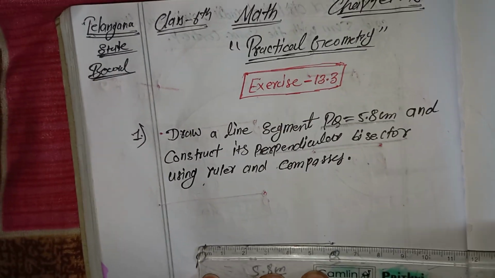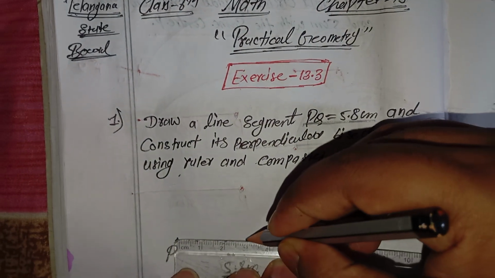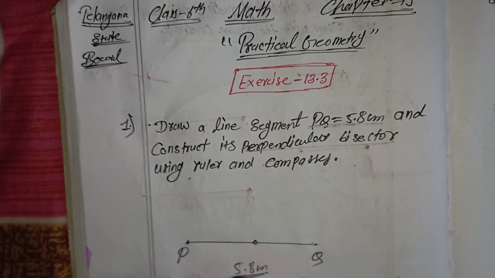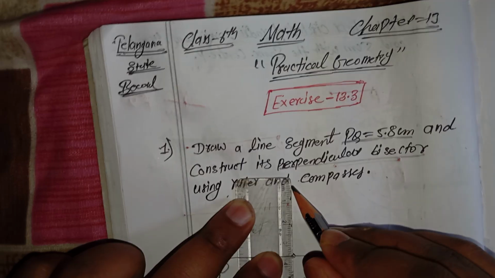So where is 2.9? It is going to be here. Okay, 2.9 is going to be here. In this one we have to just take a straight line here. Take a straight line.